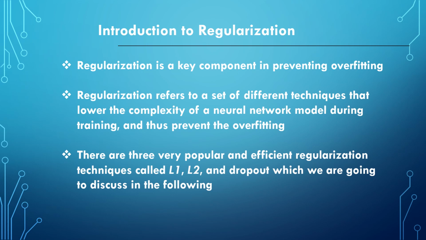Overfitting is caused by noise in the training data that the neural network picks up during training and learns as an underlying concept. Simply, it is imbalanced data in the model. I will give an example of overfitting in the next slide. Before that, let me explain what regularization is. Simply, regularization refers to a set of techniques that lower the complexity of a neural network model during training and thus prevent overfitting problems. There are three very popular and efficient regularization techniques called L1, L2 and dropout, which we are going to discuss in the following slides.